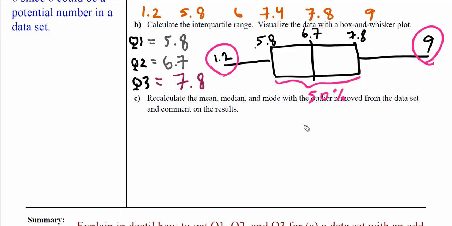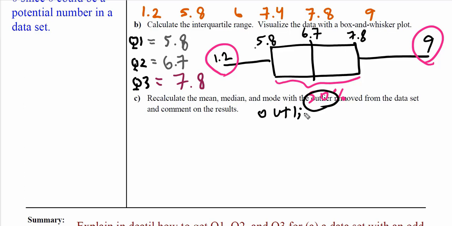Okay, so we've gone ahead and done a box and whisker plot. Part C. What if we go ahead and recalculate the mean, median, mode, but this time we remove the outlier. So the outlier in this case is going to be 1.2, right?